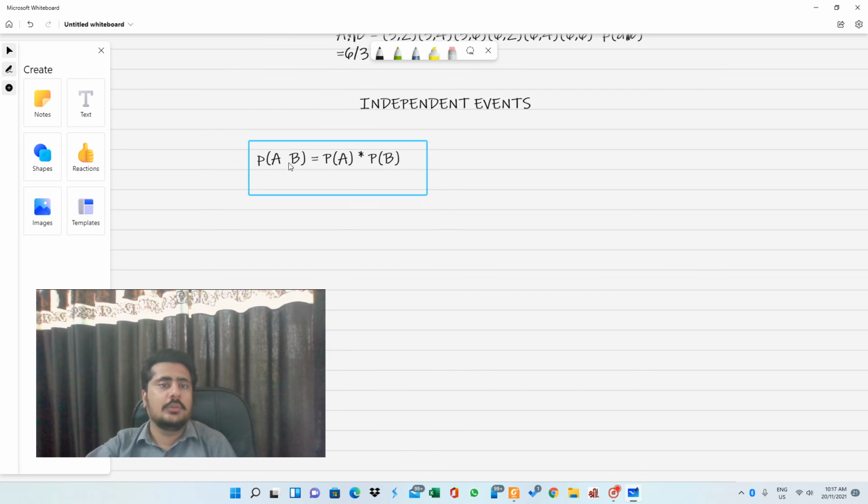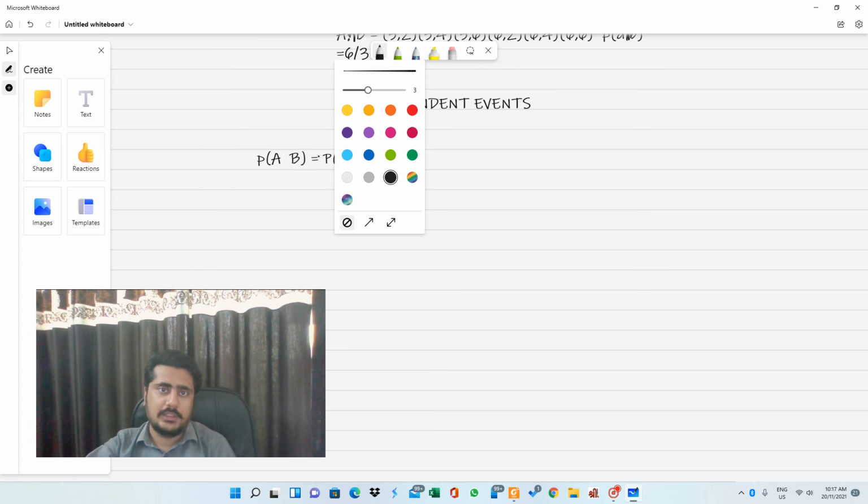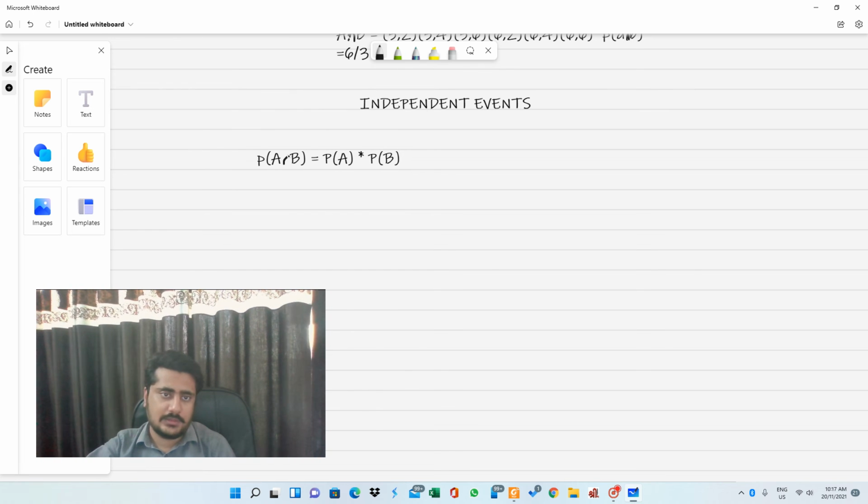In a question, you will be given that A and B are independent, and if A and B are independent, the intersection formula is P of A intersection B is P of A into P of B. If A and B are independent, the formula for intersection is P of A into P of B. Okay. Now, what are independent events?